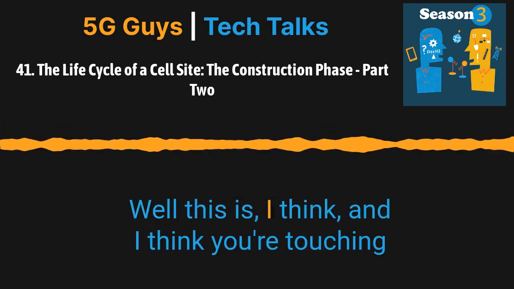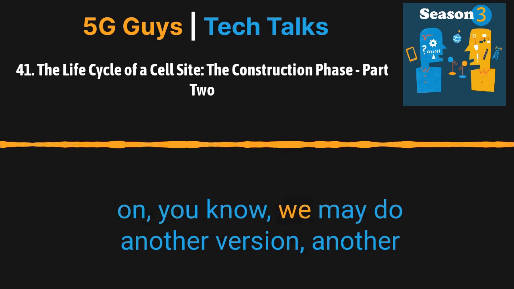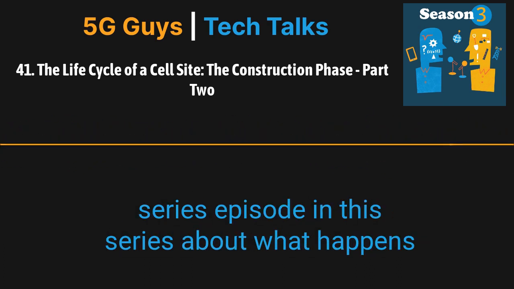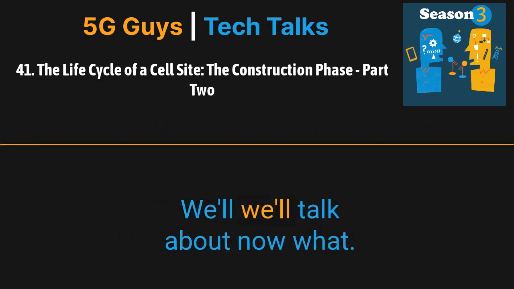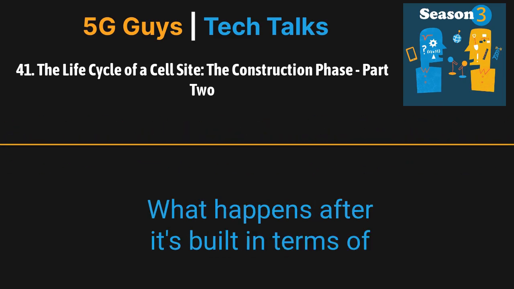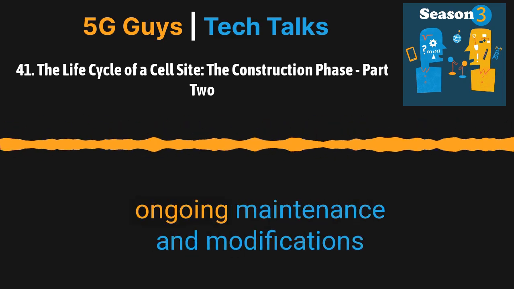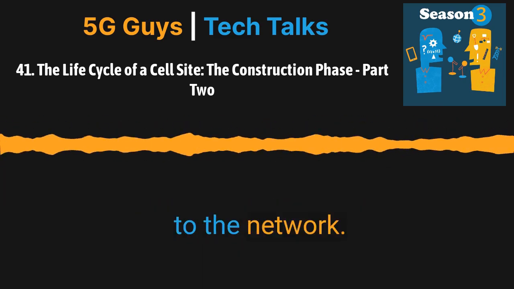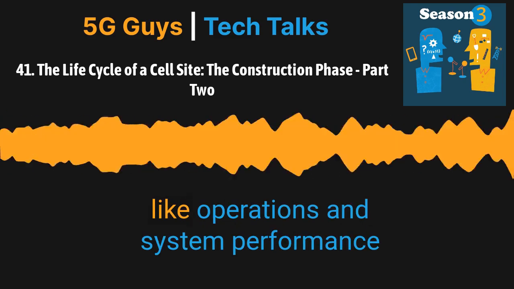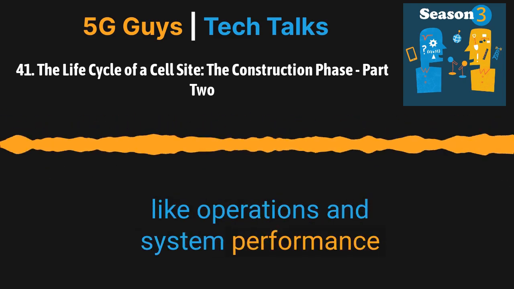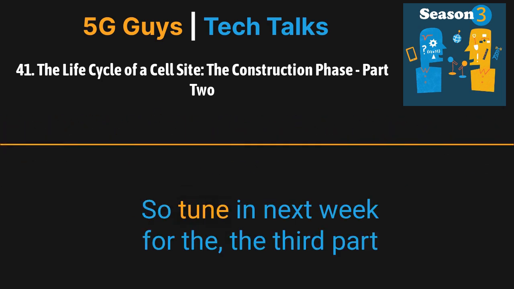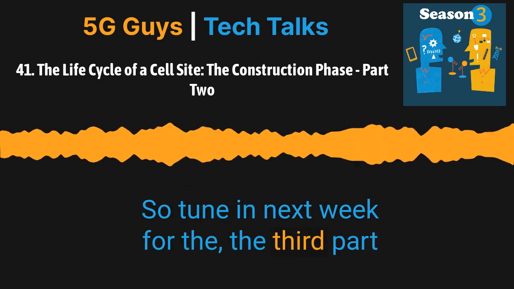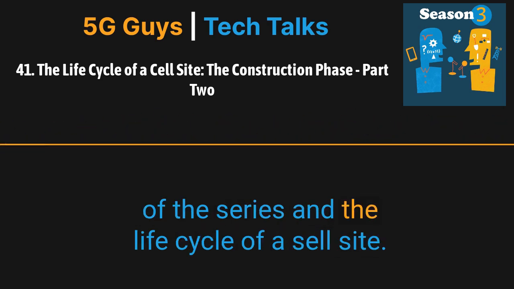You're touching on something we may do in another episode in this series, about what happens once the site's built, and that'll probably be the next one. We'll talk about what happens after it's built in terms of ongoing maintenance and modifications to the network, operations and system performance, and their roles in it, because they have two big roles in it. So tune in next week for the third part of the series on the life cycle of a cell site.